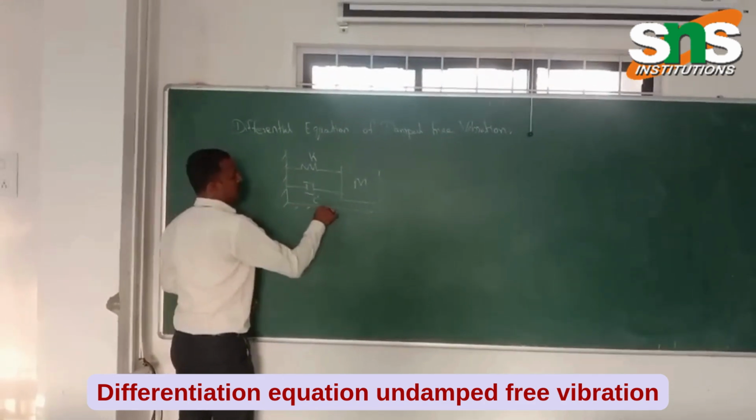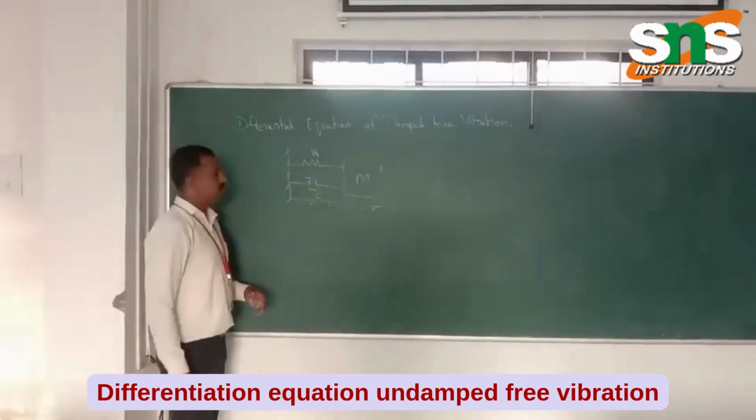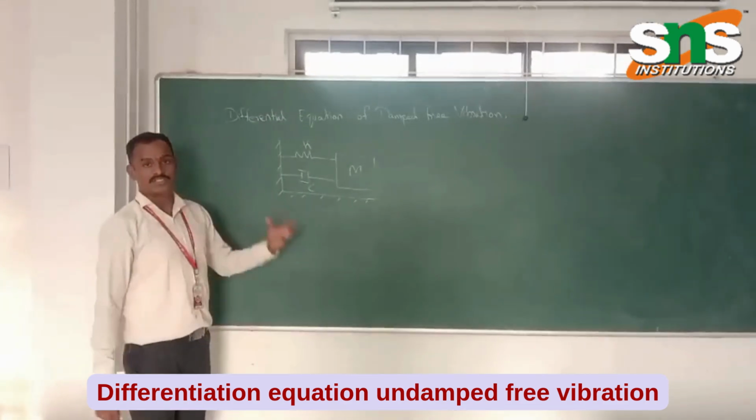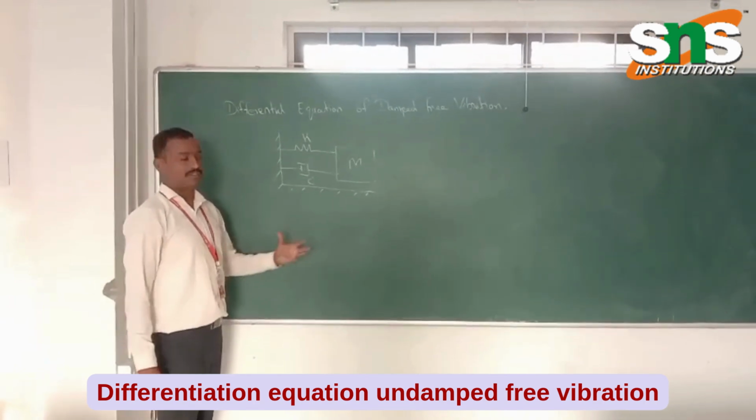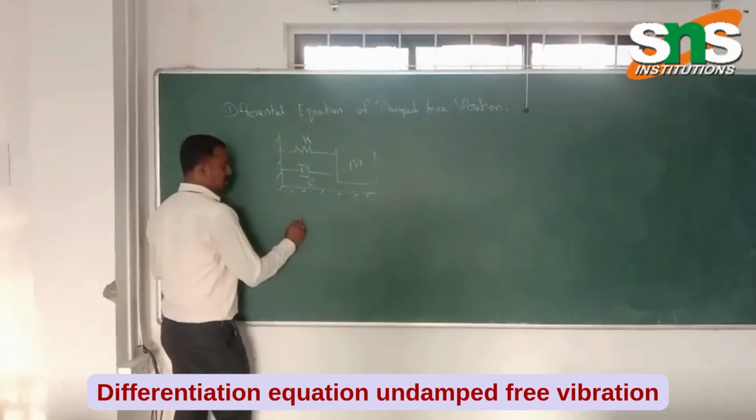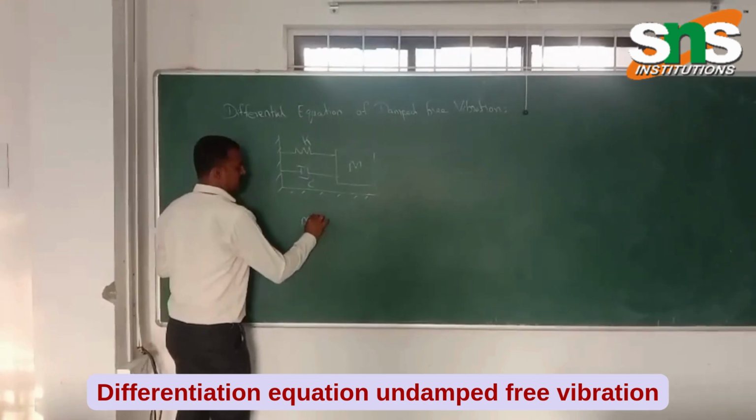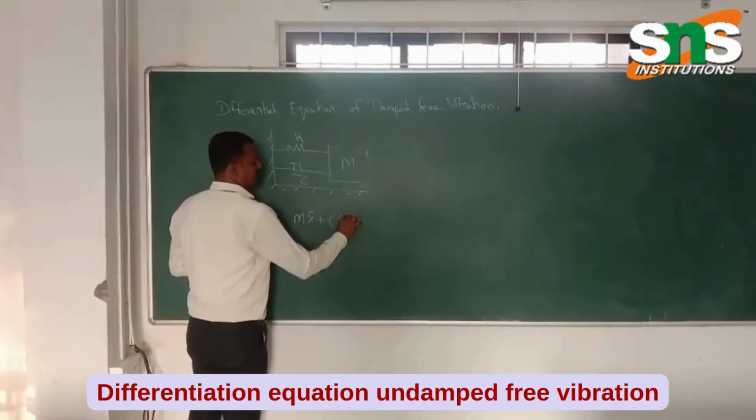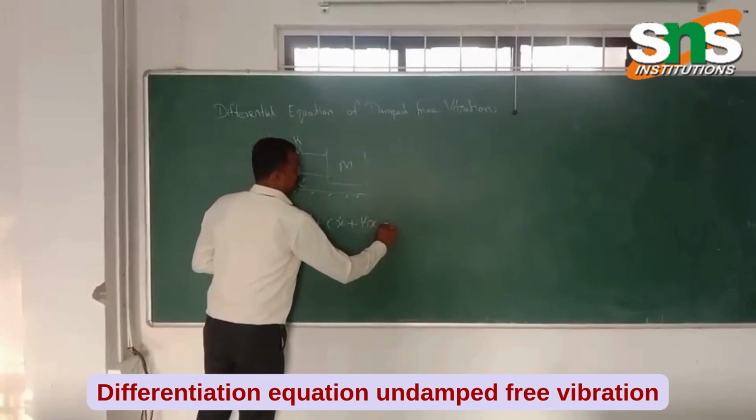So there is an equilibrium. For this we have three forces: an inertia force, a damping force and a stiffness force. So let us write the equation of motion. It is m x double dot plus c x dot plus k x equal to 0.